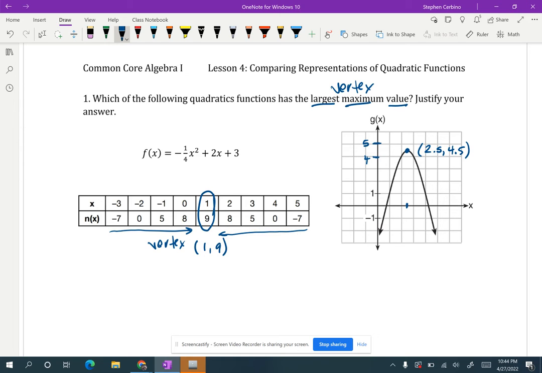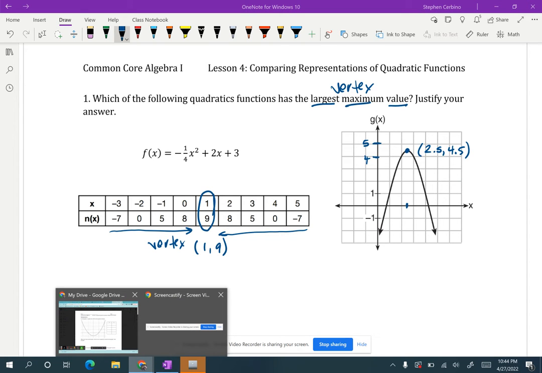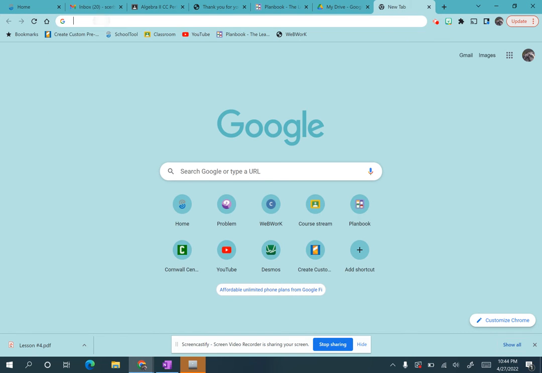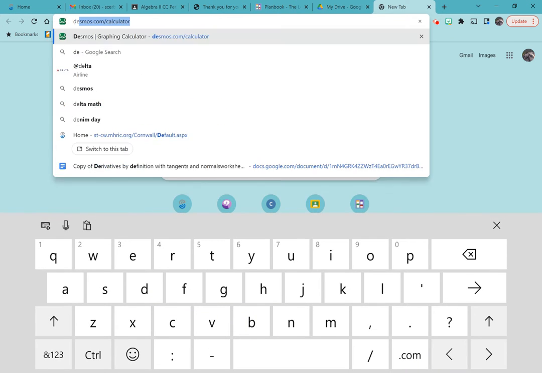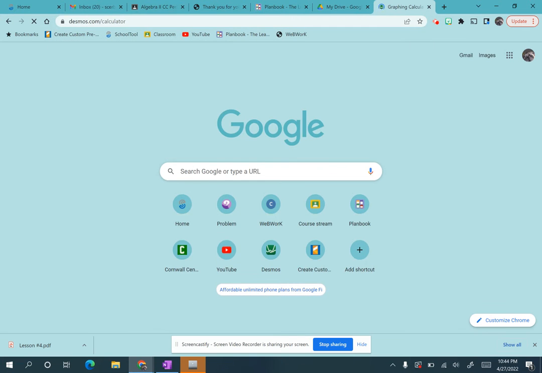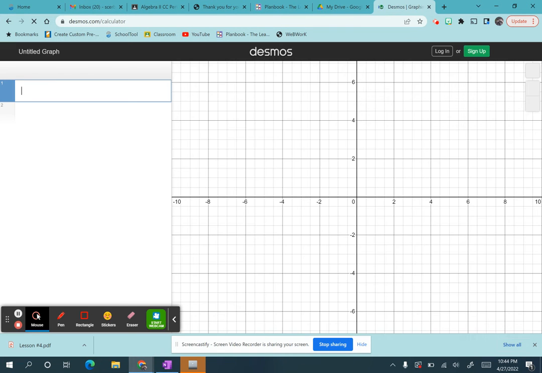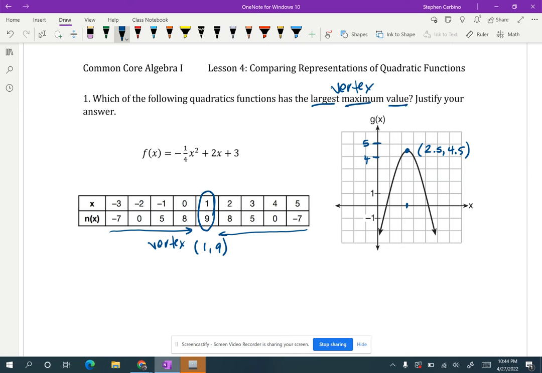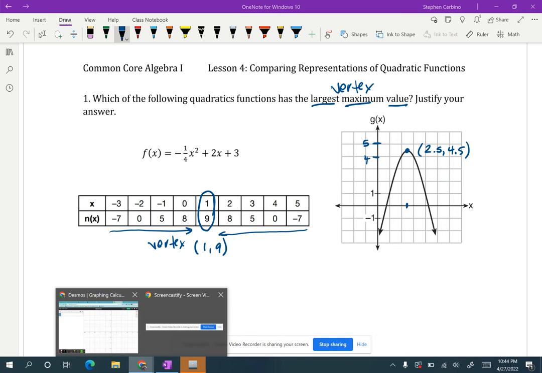Let's talk about f of x for a second. For f of x, I've got to graph this in my calculator. I could do that either in Desmos or on my graphing calculator to see what the maximum value is. I'm going to use Desmos because that's what I have access to right now. So let me get here to Desmos. And it's negative 1/4 x squared.